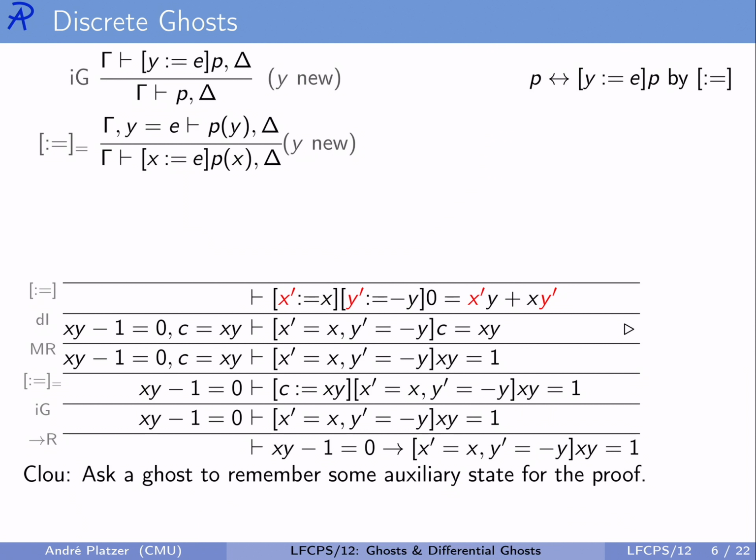And then we plug in x prime's new value here and y prime's new value here, which will give us this, that 0 is x times y plus x times minus y. And of course, x y plus x minus y just cancels out, so this proof is now trivial. The point is not that this is a better way of proving this particular property. The point is merely to illustrate how you can remember old state with a discrete ghost and prove in relationship to that.